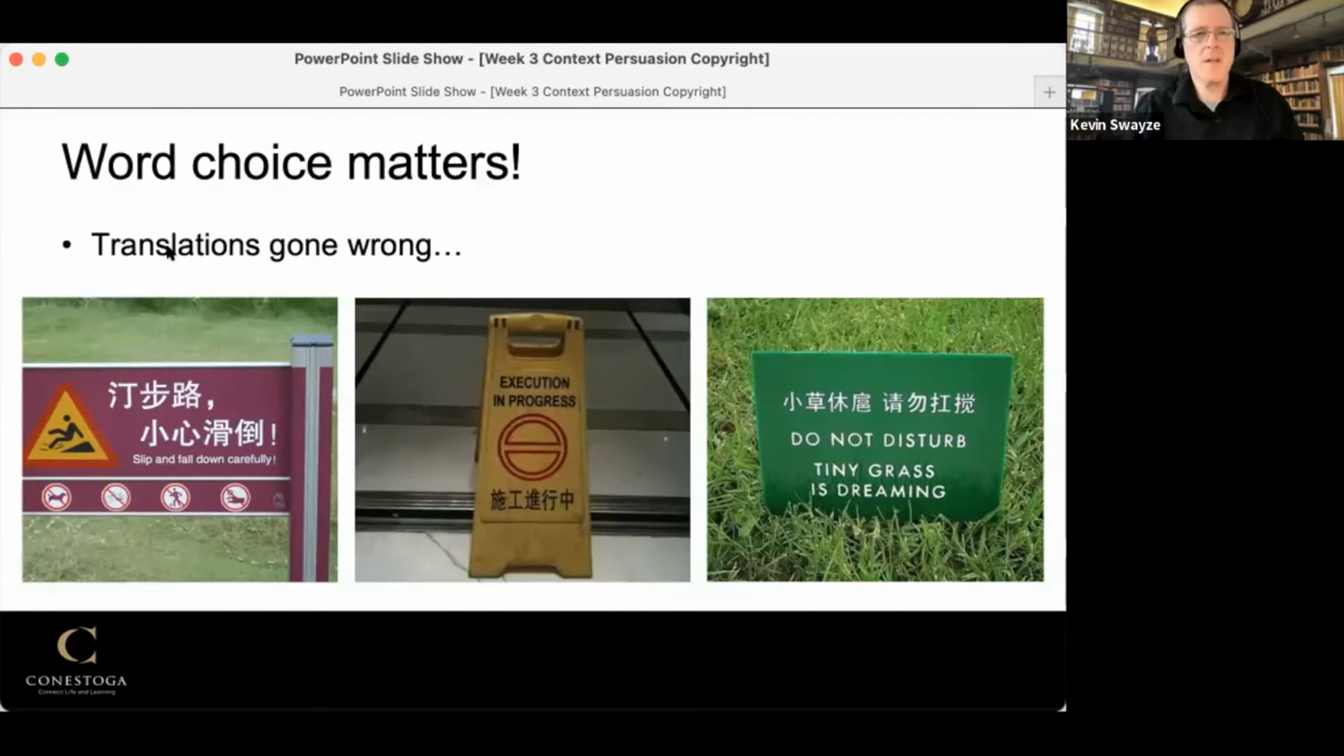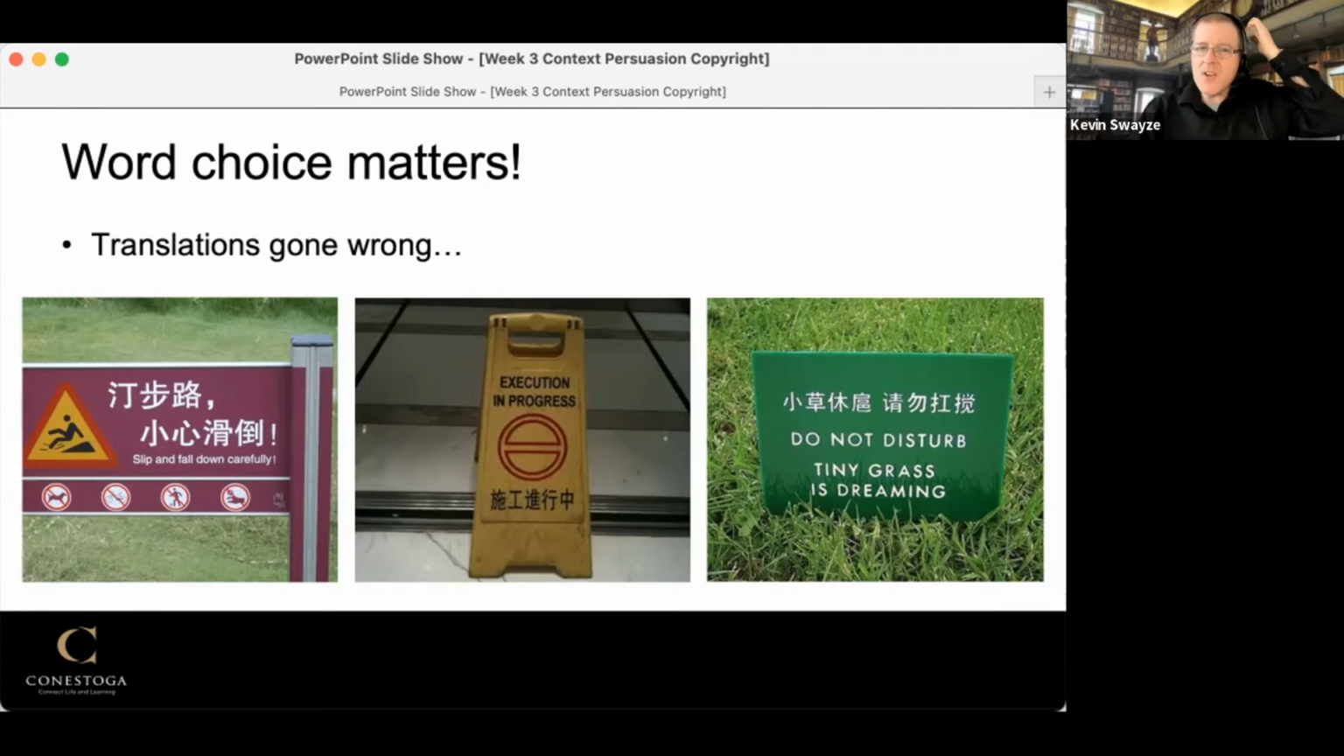Word choice. In this case, translations, words between languages. Languages are structured differently. For example, this one here says "slip down and fall carefully." That may be precisely what the translation is from the symbolic letters in the language above, but it doesn't fit in the construct of English.